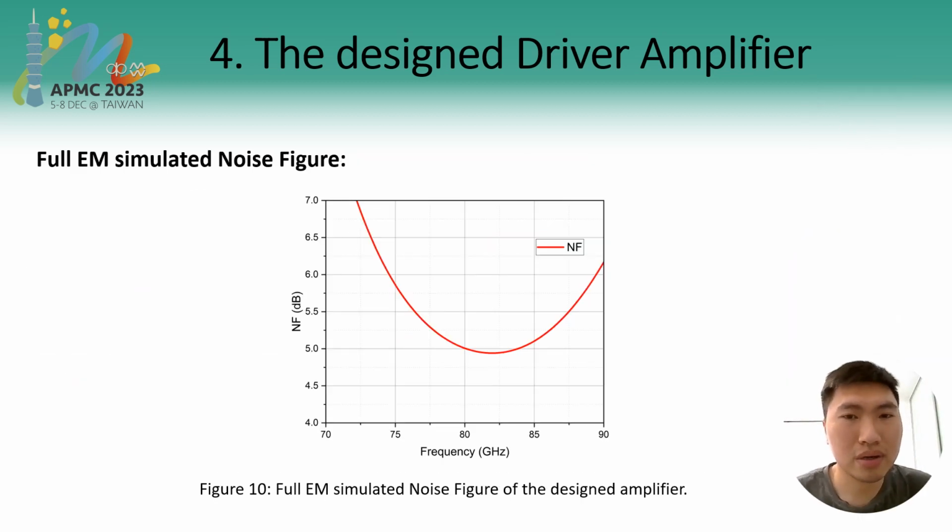I also consider the noise figure. In Figure 10, we haven't had a chance to measure the noise figure, but here's the full EM simulated noise figure of the designed amplifier. It has the lowest noise figure of around 4.9 dB at 81 gigahertz.